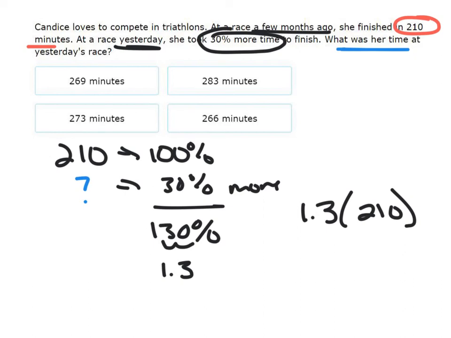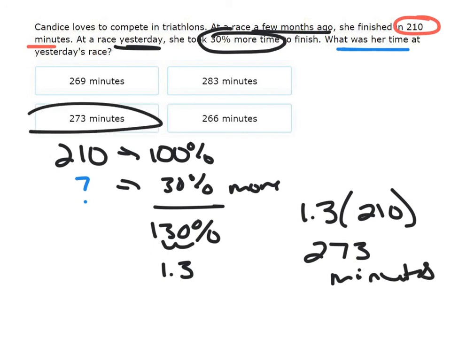And as I'm looking at this, I know that my answer's got to be greater than 210. So if it is a multiple choice, any number that's less than that, I could have eliminated. This one doesn't have that. So I go ahead and finish out my math. When I multiply this, I get 273 minutes. 273 minutes, and I can see that answer right here.